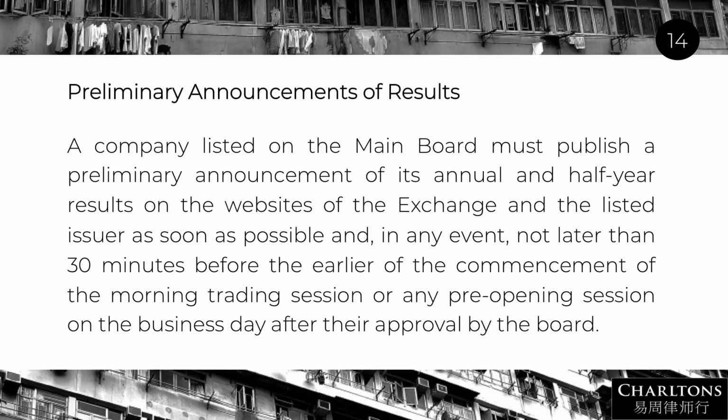4. Preliminary announcements of results. A company listed on the main board must publish a preliminary announcement of its annual and half-year results on the websites of the exchange and the listed issuer as soon as possible, and in any event, no later than 30 minutes before the earlier of the commencement of the morning trading session or any pre-opening session on the business day after the approval by the board.